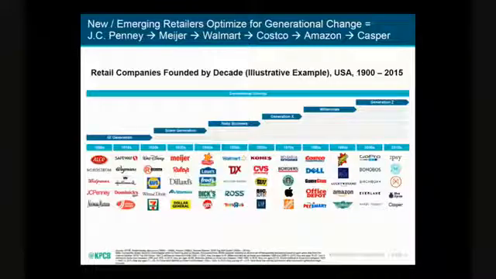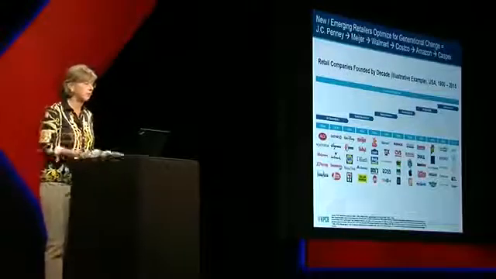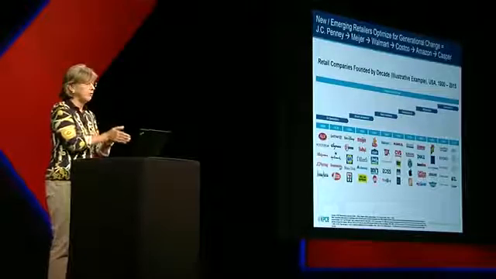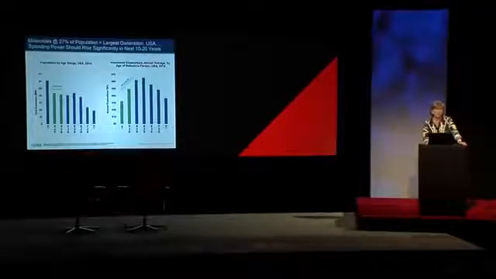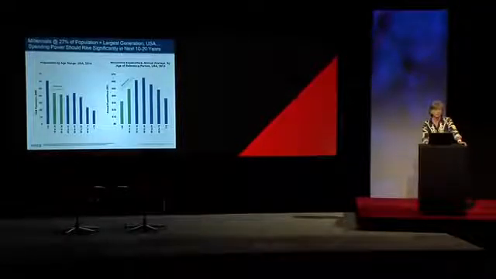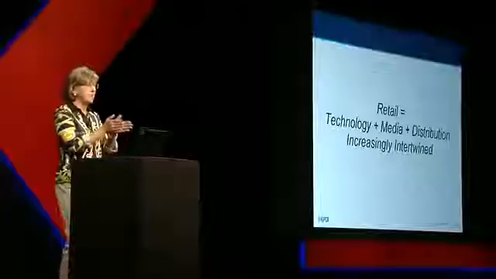This looks at the new and emerging retailers that have optimized for generational change over the last couple hundred years. JCPenney for the GI generation, Meijer, Walmart, Costco, Amazon.com, and brands and companies like Casper for Generation Z and millennials. Millennials are clearly impacting and evolving retail. Millennials are 27% of the population, largest generation in the United States. Spending power should rise significantly in the next 10 to 20 years. The internet continues to ramp as a retail distribution channel. It's 10% of retail sales versus less than 2% in 2000.